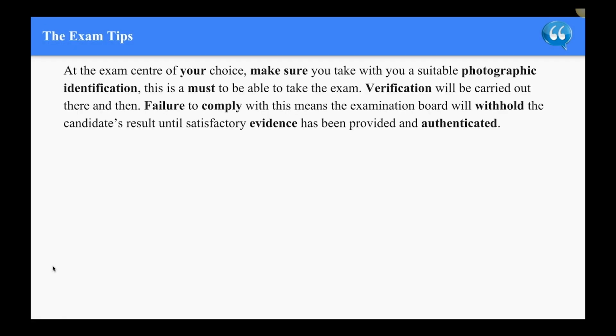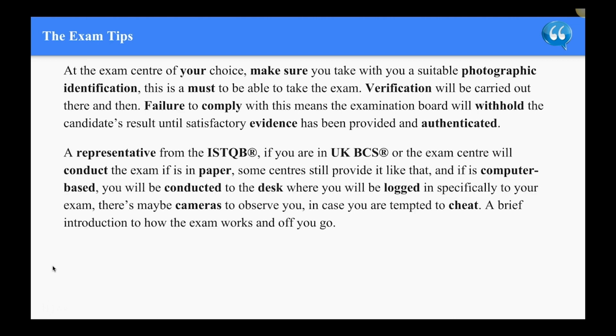The exam tips. At the exam center of your choice, make sure you take with you suitable photographic identification. This is a must to be able to take the exam. Verification will be carried out there and then, so failure to comply means the examination board will withhold the candidate's results until satisfactory evidence has been provided and authenticated. A representative from the ISTQB, or BCS if you are in the UK, or the exam center will conduct the exam if it's on paper. Some centers still provide it like that.